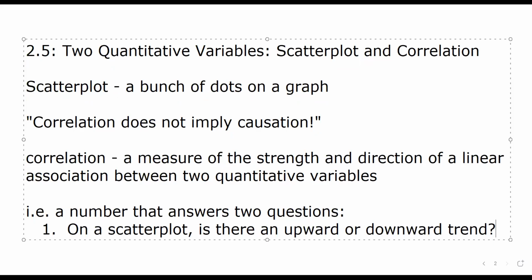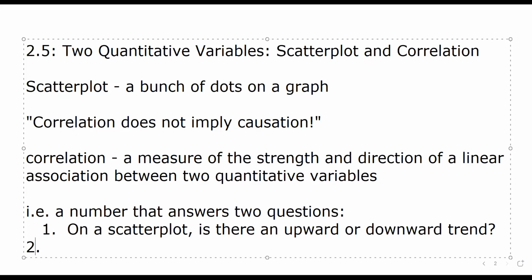So correlation is a measure, which is just a number, that will answer the question, is the data in general going up from left to right or down from left to right? And the second question that this correlation measure answers is, how, quote, linear is this trend? So we'll have one number that answers both of those questions.